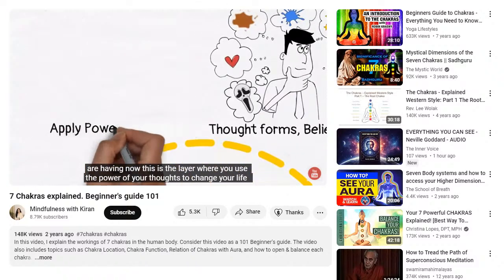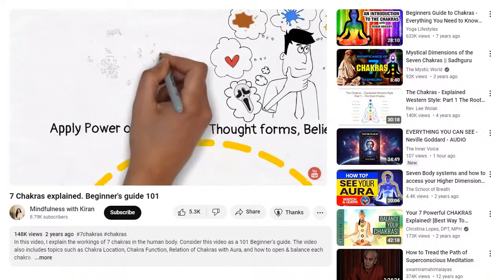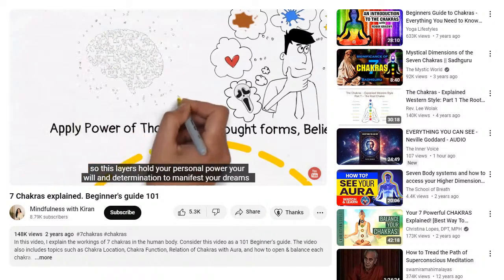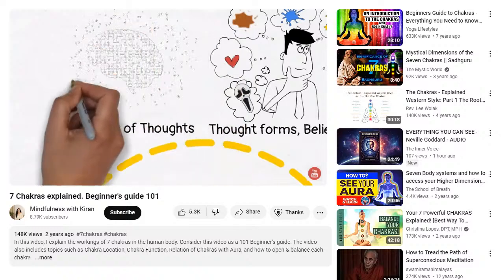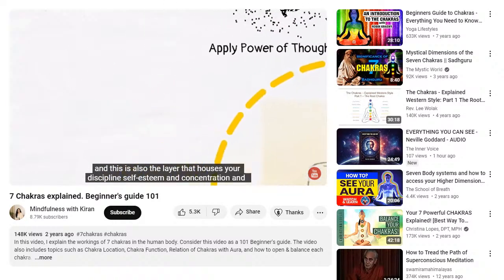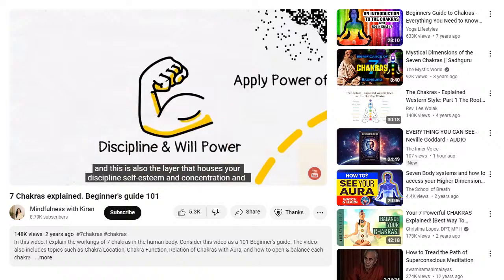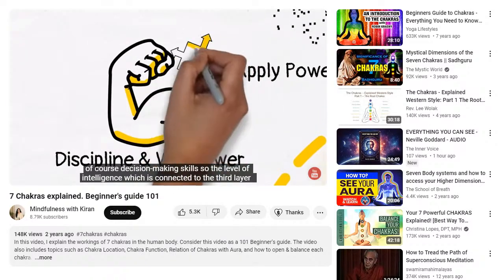Now, this is the layer where you use the power of your thoughts to change your life. So this layer holds your personal power, your will, and determination to manifest your dreams. And this is also the layer that houses your discipline, self-esteem, and concentration, and of course, decision-making skills.